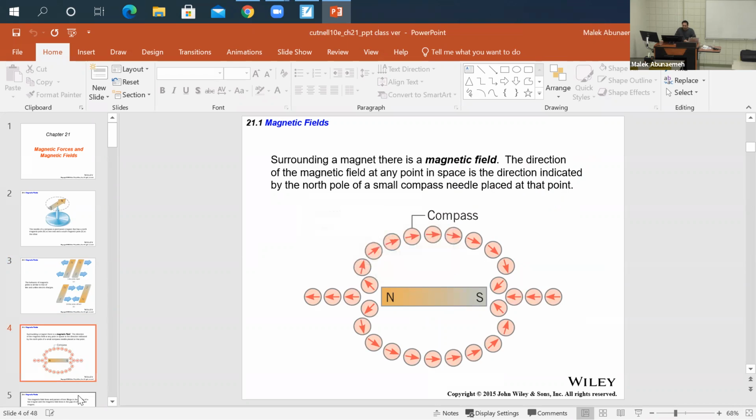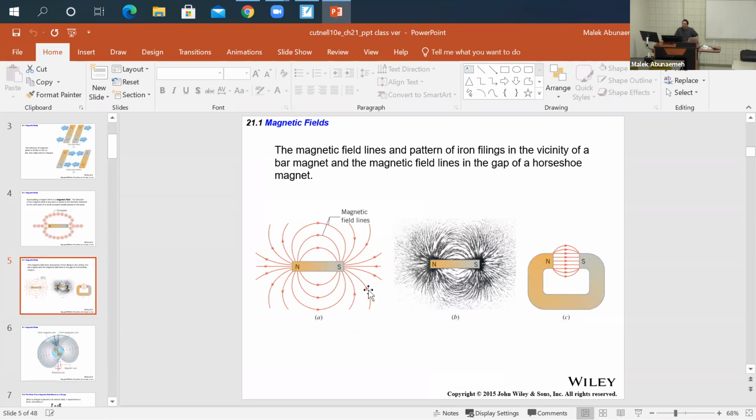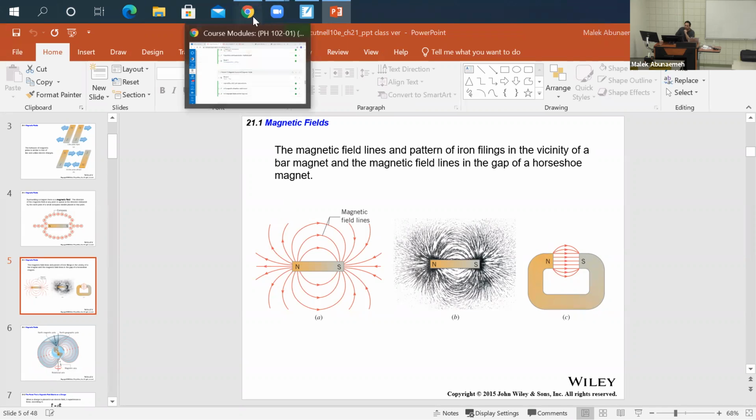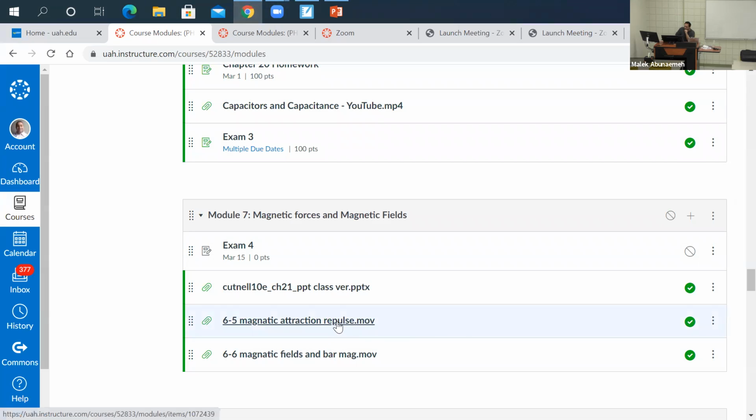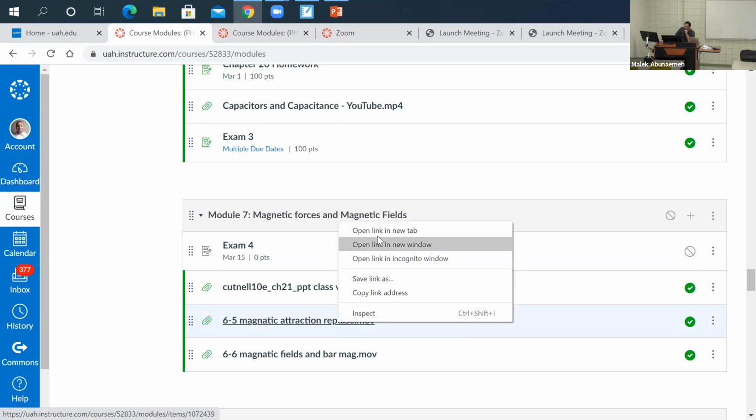Now, magnetic field lines are patterns of iron filings in the vicinity of our magnet, and magnetic field lines in the gap of a horseshoe magnet. Actually, I have a video of this. Let's go look at these two videos first.